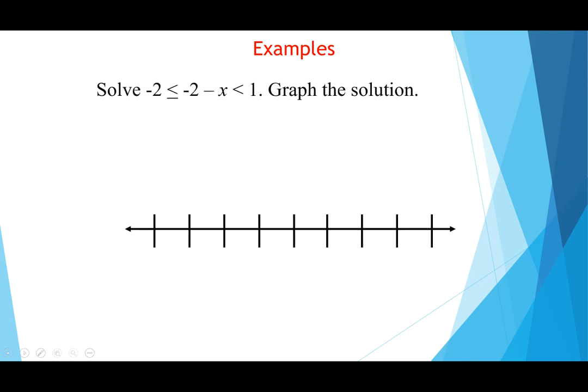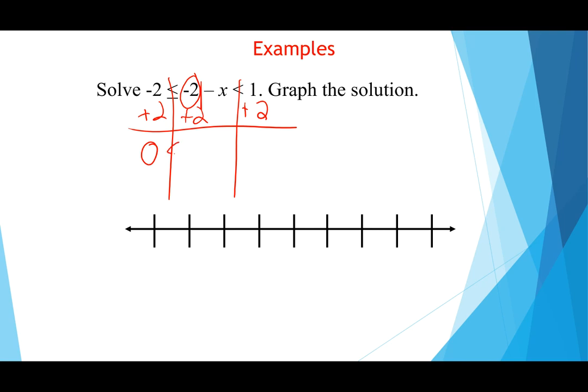So we'll see that in our last example. Okay, we're going to first deal with this -2, and then we'll deal with this negative here on that x. To deal with the -2, you would add 2 to all sides: +2, +2, +2. That makes 0 here, less than or equal to -x, less than 1 + 2, which is 3.